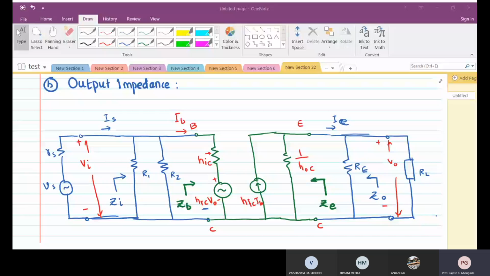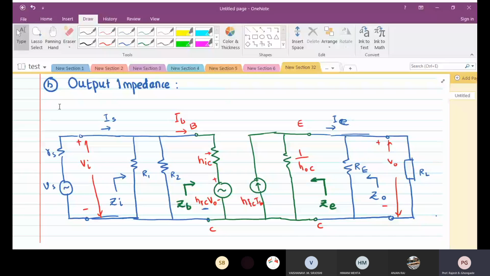Okay, so we will start today where we left off. Are you able to see the screen? Yes, sir. We said something about the common collector amplifier.